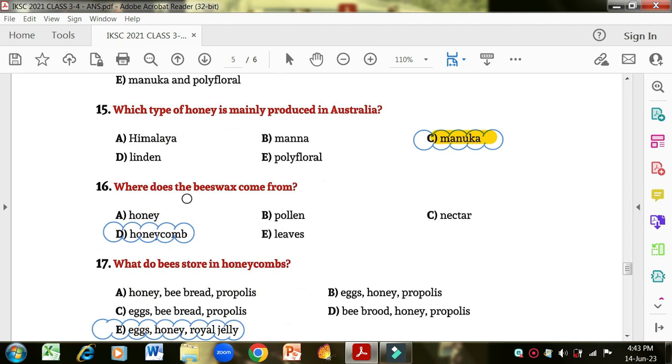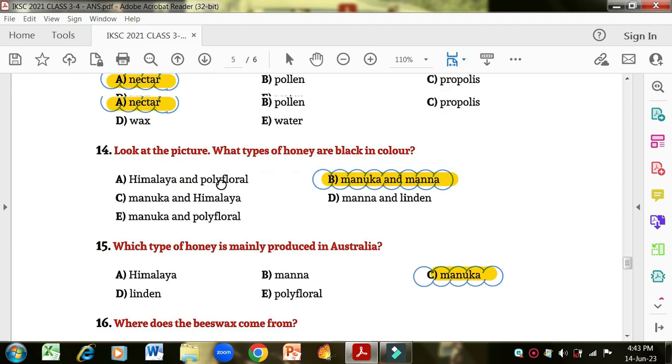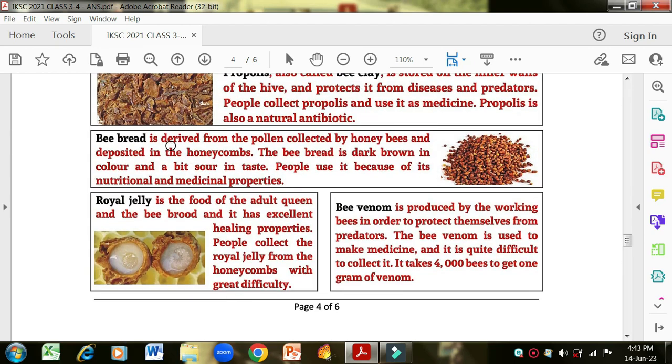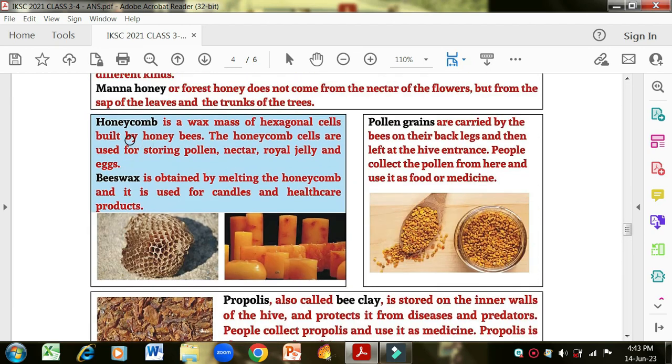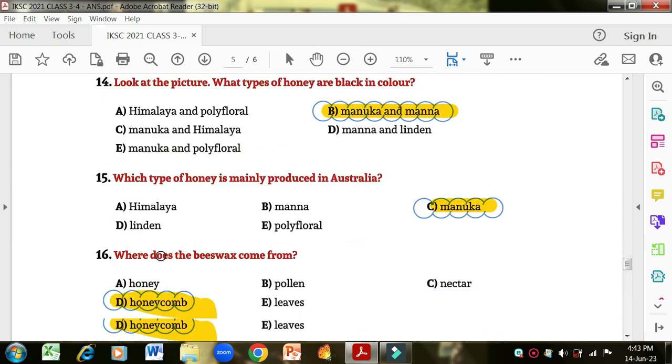Okay, where does bee wax come from? Bee wax comes from honeycomb. We have just studied this. Here you can see, this is a picture of the honeycomb, and we get bee wax from this honeycomb. So honeycomb is the correct answer.